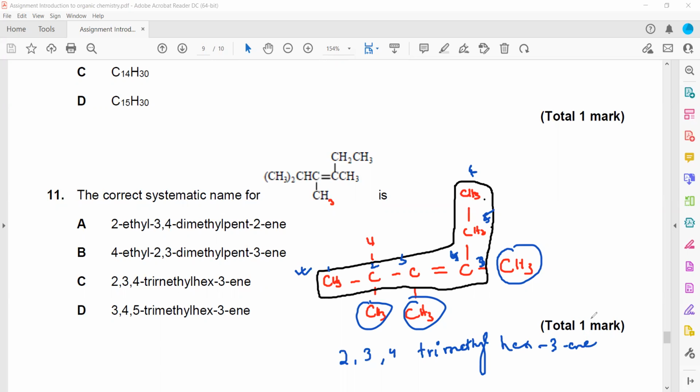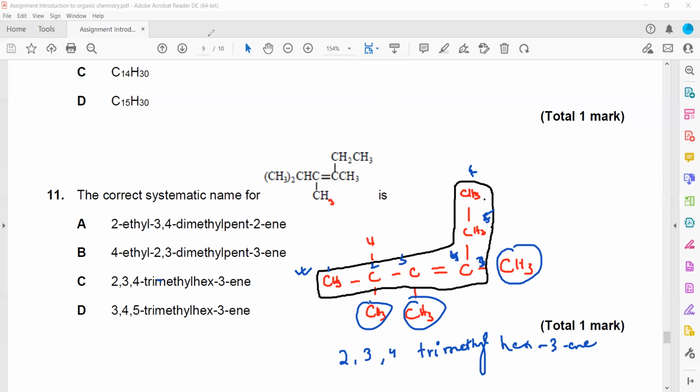Is it clear, this one? Yes, sir. But in the option, trimethyl is not given. It's given triethyl. No, it's methyl. M, T-R-I-M. Okay, fine. Trimethyl.